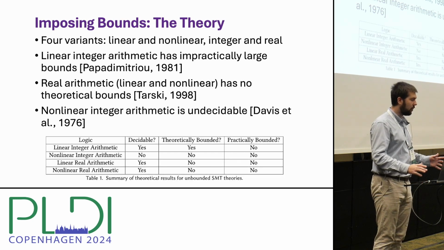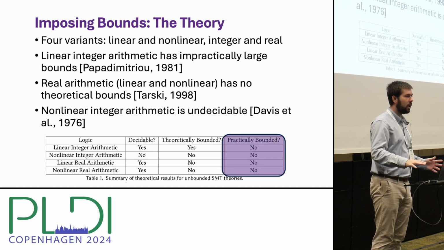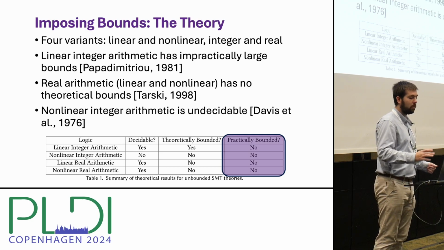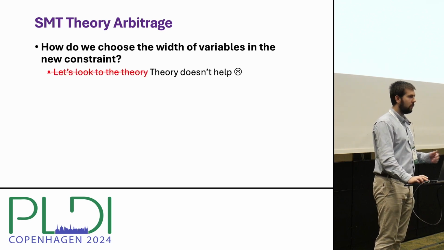So these results are summarized in this table. And what you can see is that for none of the theories do we have practical bounds. And in fact, for only one of them do we even have theoretical bounds. So the answer to can we use the theory? No, unfortunately, the theory won't get us there.